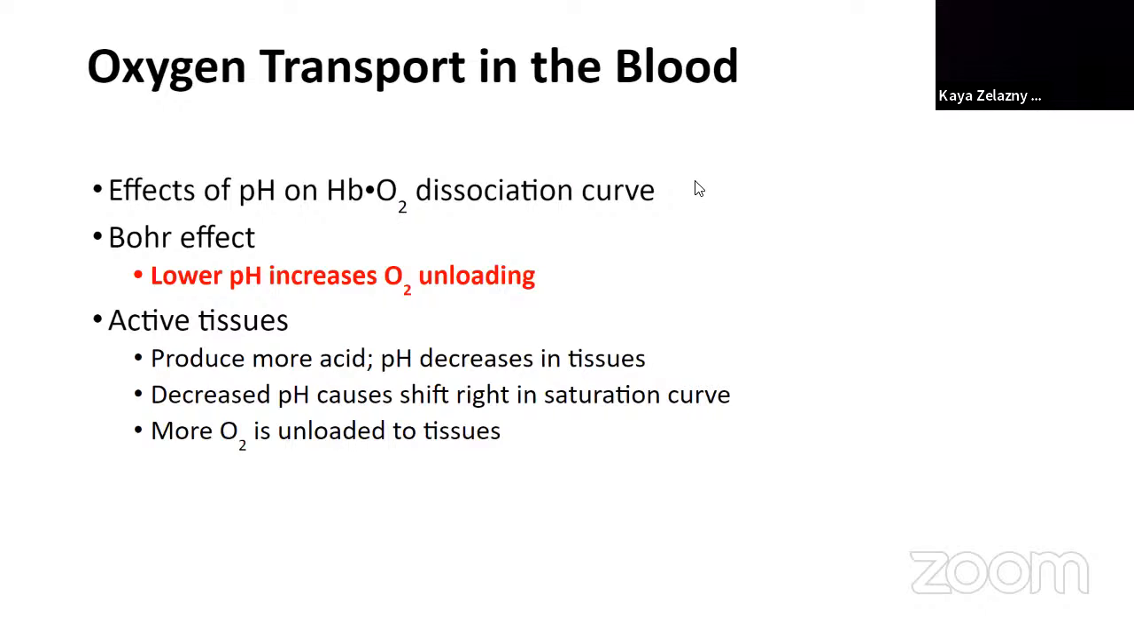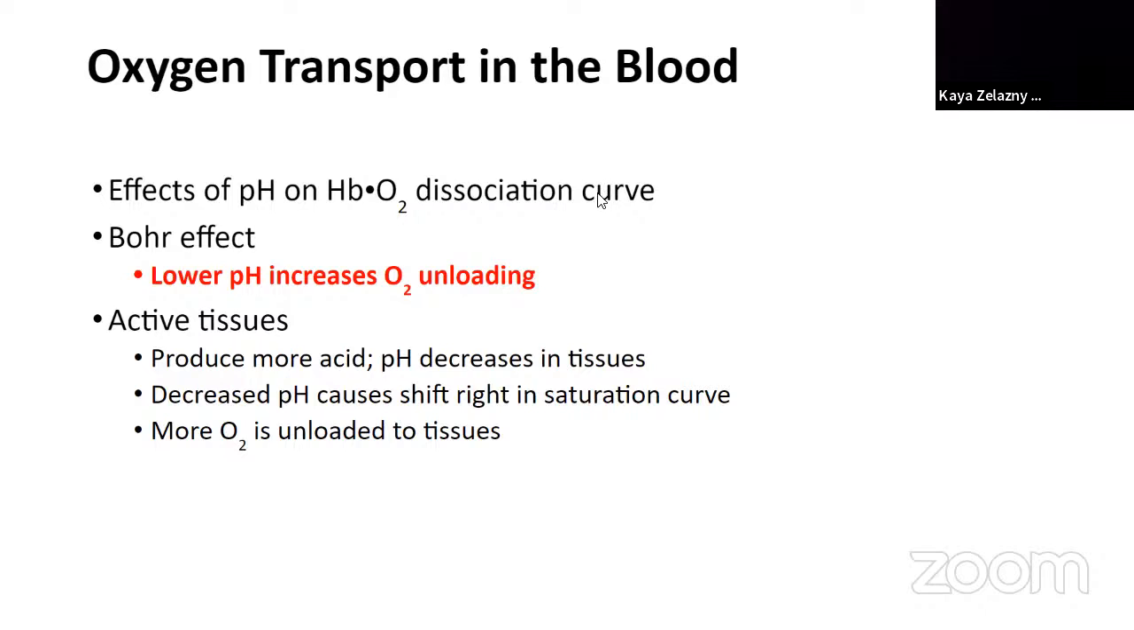So one thing that has an effect is the pH. And overall, we're going to see temperature has effects, pH has effects, partial pressure of carbon dioxide has effects, and an additional molecule that we haven't talked about in the past, but is produced in low oxygen situations, is also going to have an effect on this curve. So we'll go through each of those, but first we're thinking about the pH. So this is called the Bohr effect.